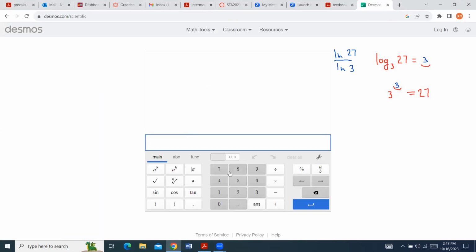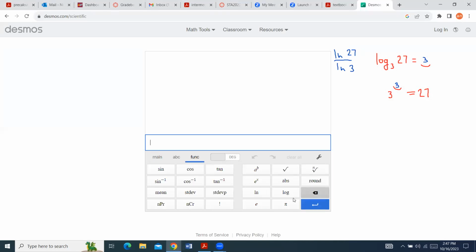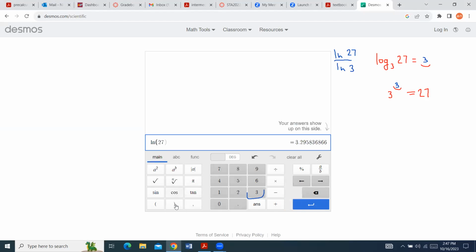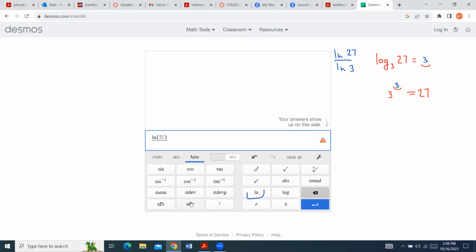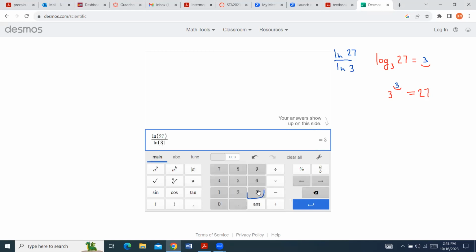And then I need to find ln. So since you don't see ln, you go to functions, right? So main, and then there's functions. And then among functions, you will be able to see ln. So you use this little symbol. So ln of 27. So I go back to main menu, 27 parentheses divided by another ln. So again, functions, and then choose this ln and then put number 3, right? Like that.